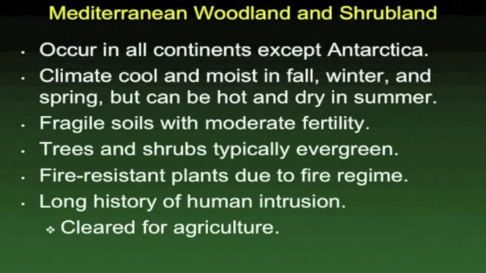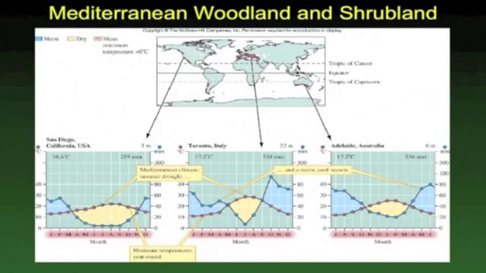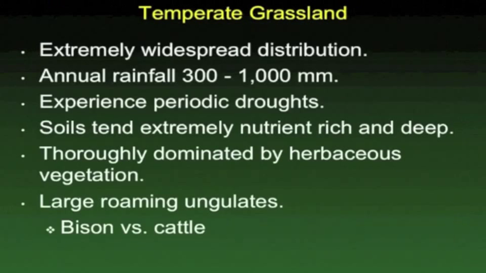In the Mediterranean woodland and shrubland area, we have moderate rainfalls. It's a moderate climate, kind of cool. The soil is fertile, but they call it very fragile soils. And fire becomes a very important aspect of this. And you can see that part of the year the rainfall is not effective.